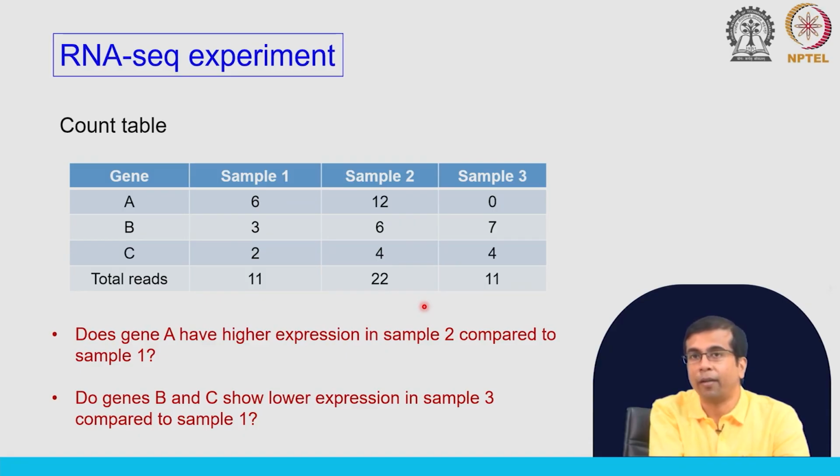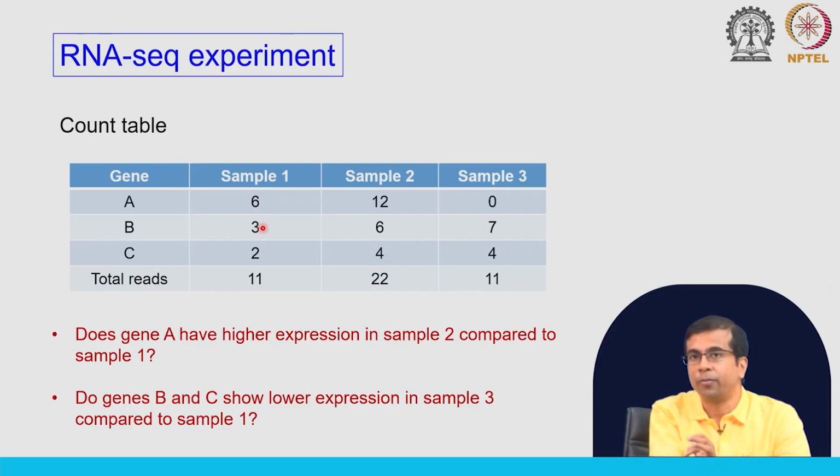So, this is something we again have to take into account, and you can imagine that if we have more total reads in a sample, you are likely to see more reads mapping to each gene in that sample. Here, if you take this example, you have 22 reads in sample 2 compared to 11 reads in sample 1 and 11 reads in sample 3. So, naturally you will expect more reads mapping to gene A, B, C in sample 2 compared to sample 1.